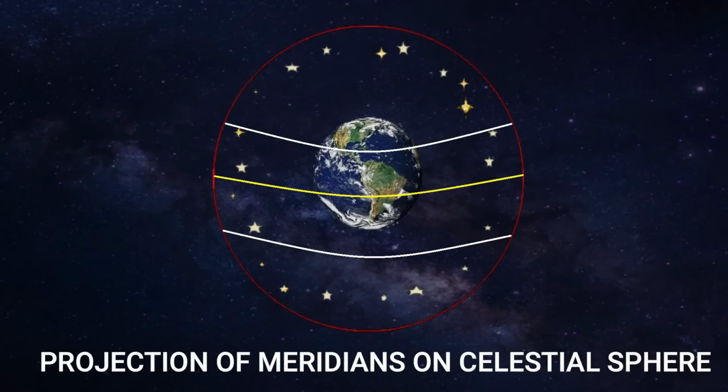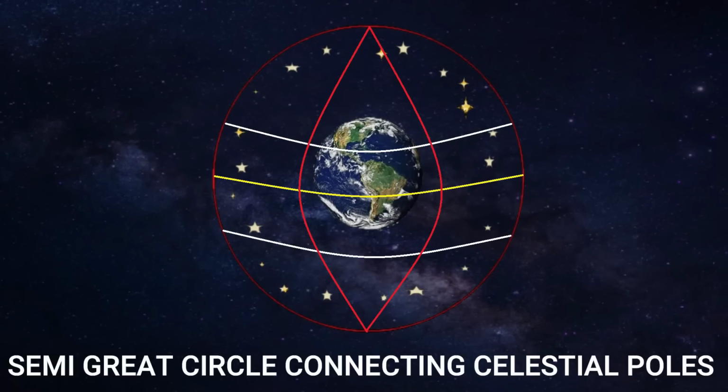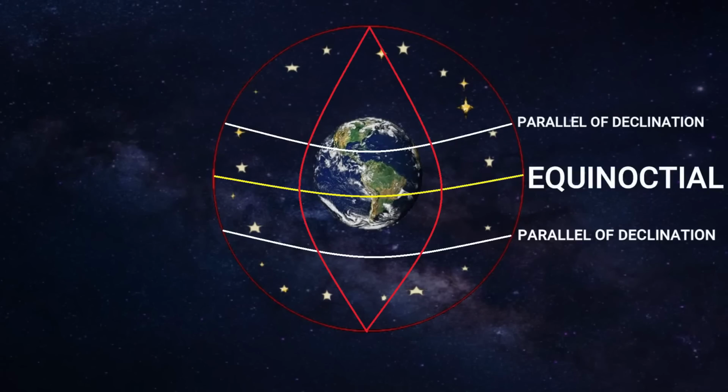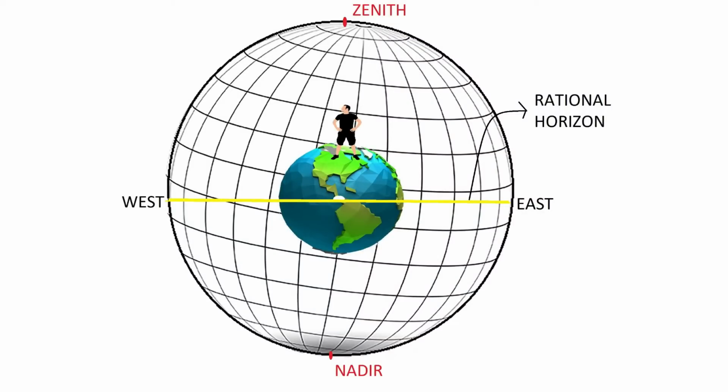Celestial meridian. These are the projections of meridians on the celestial sphere. These are semi-great circles connecting both celestial poles. Celestial meridians intersect the equinoctial and parallels of declination at 90 degrees. To avoid unwanted confusion with the Earth-centric system, we introduced a new system called the observer-centric system, in which the observer being at the center, all observations are made with respect to the observer.